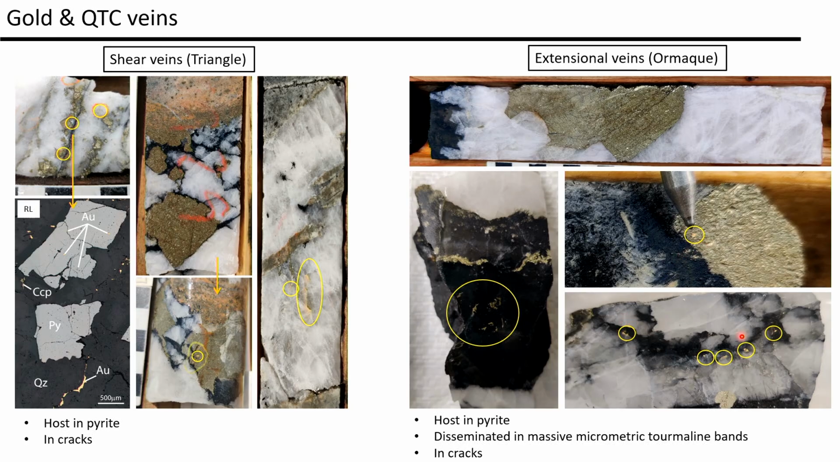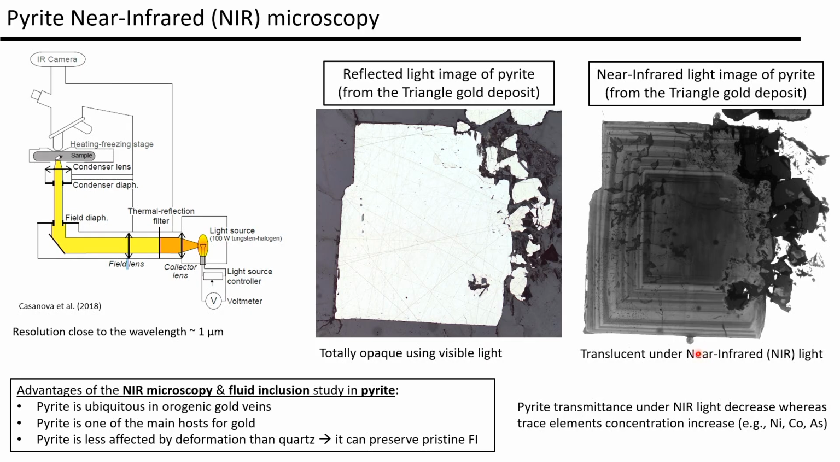Also, we can find some gold disseminated in massive micrometric tourmaline bands, and also in cracks or in tourmaline stylolites. So we use pyrite near-infrared microscopy to constrain the fluid story in the QTC veins.